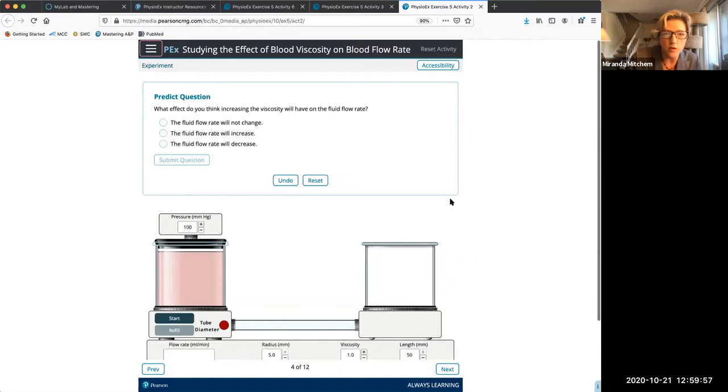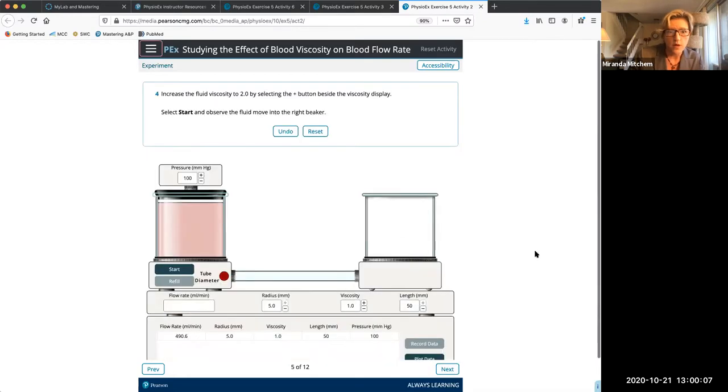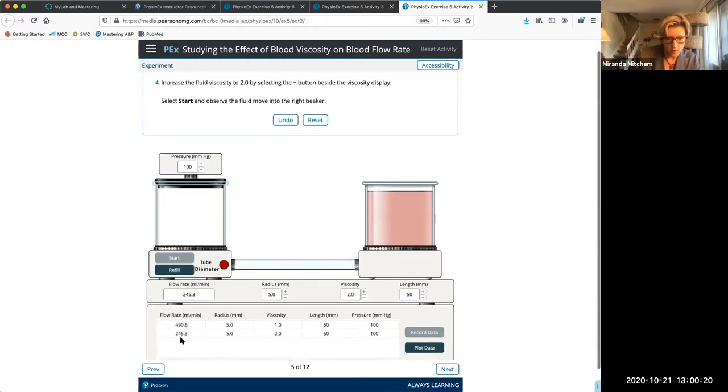What effect do you think increasing the viscosity will have? Well, as it gets thicker, it should slow it down. The fluid flow rate will decrease. Okay, now we're going to increase the viscosity to 2. Here we go. And hit start. Let's see. Record data. So it is slower, quite a bit slower. Let's refill it.